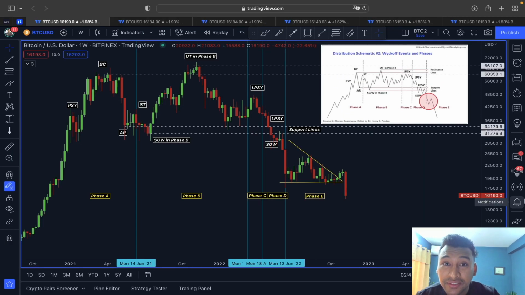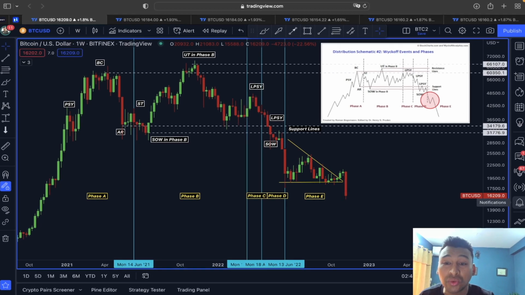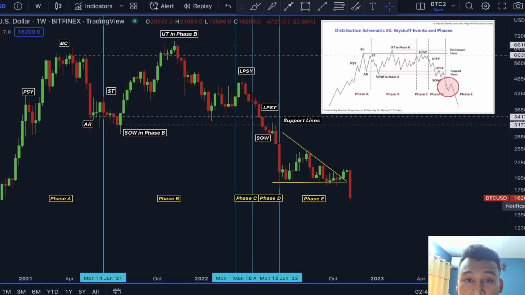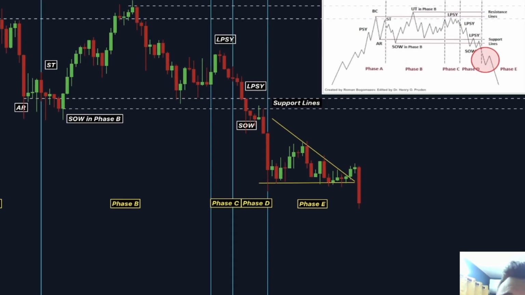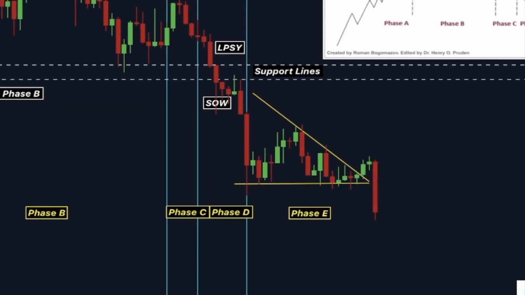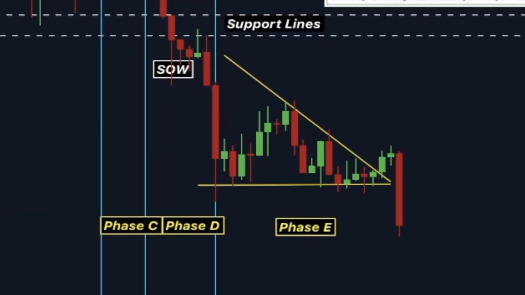So it does look like it's finally over for Bitcoin. Yes guys, it's very sad to say, but the price in a weekly time frame has broken some key line of support and also is forming this Wyckoff distribution schematic 2, which right now is clearly indicating a reversal for the upcoming months and even year.